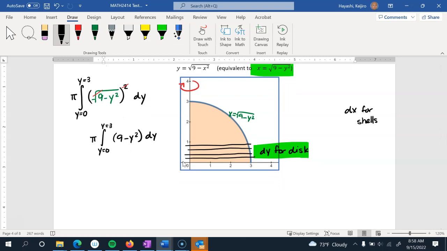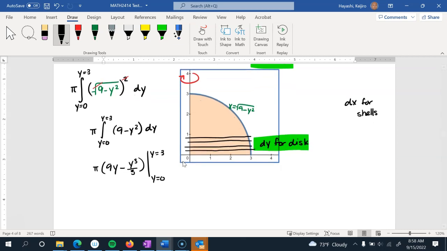But anyways, integrating this, it'll be pi times the integral of 9 is 9y, and the integral of y squared is y cubed over 3. And this is going to get evaluated from y equals 0 to y equals 3. So this is actually integrating. And so you're just going to plug in 3.